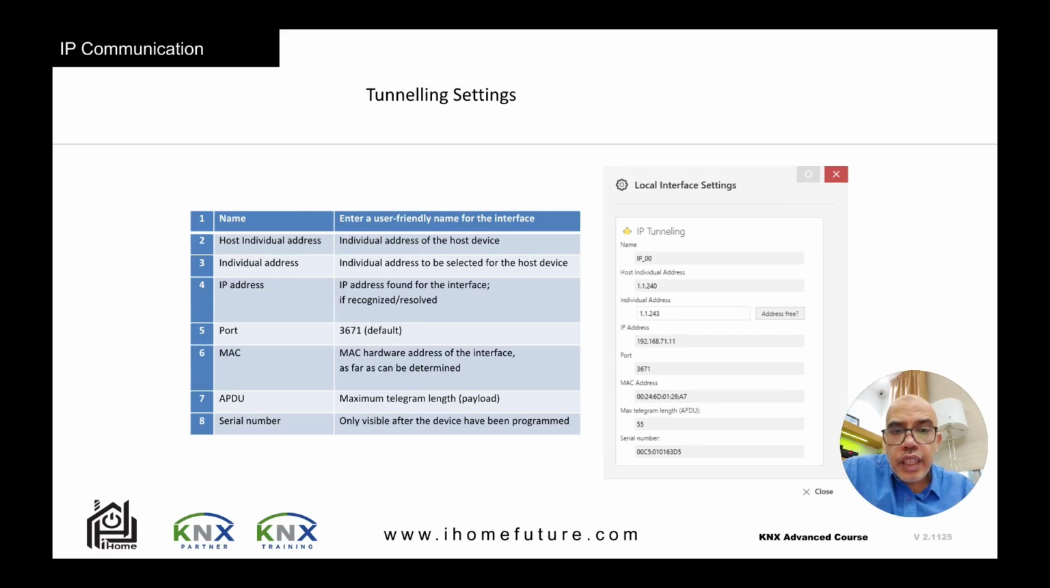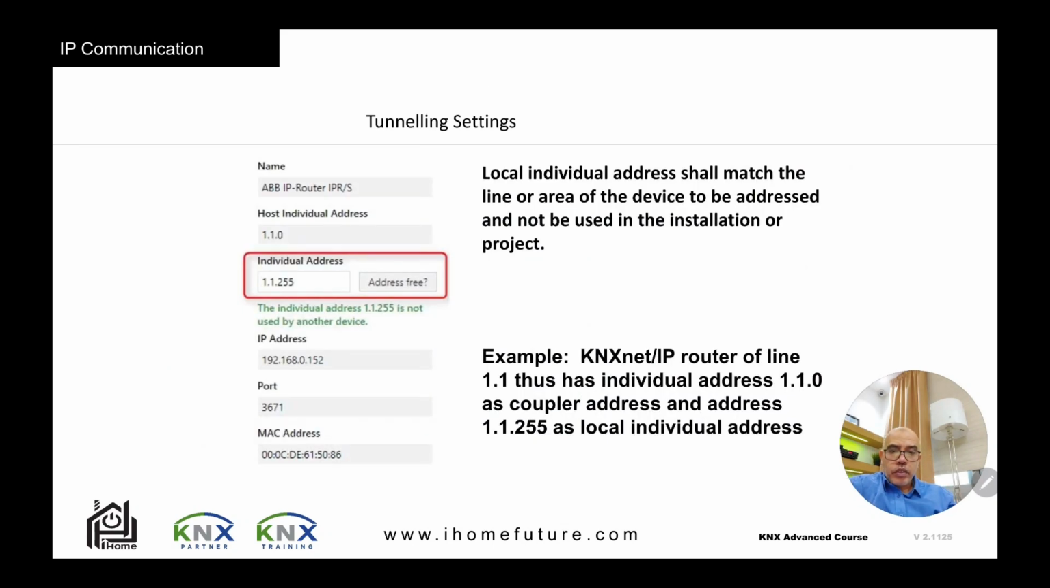Then the tunneling settings, I have to configure the following. I have to put the address. Okay, the individual address I have should be related to the individual address of the project I have. The IP address should be related to the IP network I have. Then port 3671 is the default one, and then the rest I don't need to configure. This is already the MAC address, which is already configured with the device itself. Okay.